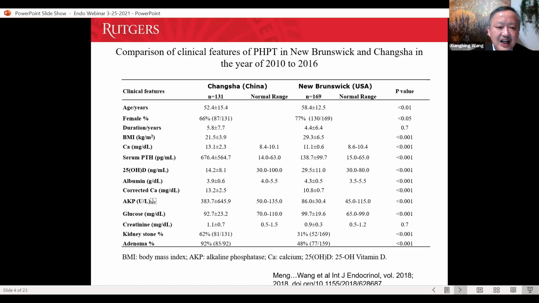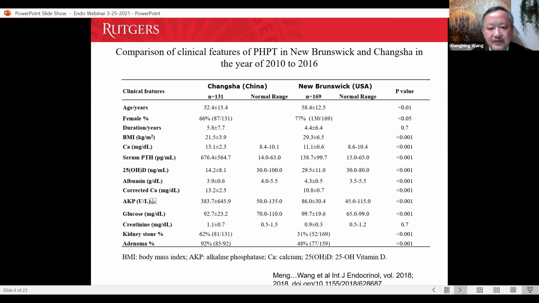We found that in the East, such as in China, the patients present more with severe hypercalcemia, a high PTH, and a really low vitamin D. Patients from China also have a high alkaline phosphatase, a high incidence of kidney stone, and a really high incidence of osteoporosis.